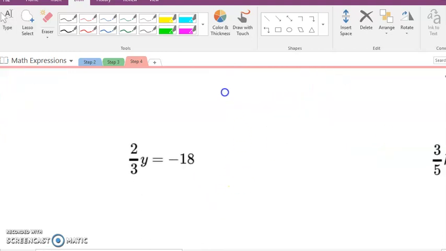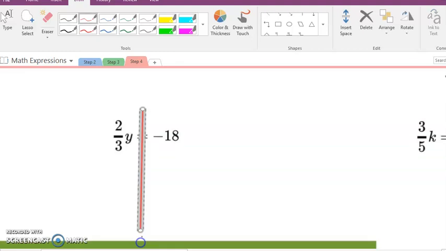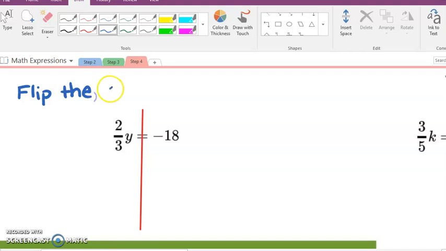Now the last example is when we have a fraction with a variable. There's lots of different approaches to how to best solve an equation like this. I'm going to show you to just flip the fraction. Let's write that out. Flip the fraction. Whenever you see a fraction with a numerator and a denominator, let's just flip the fraction.